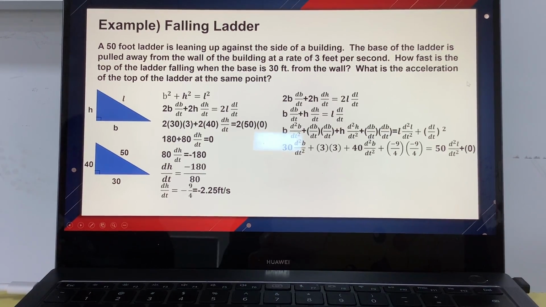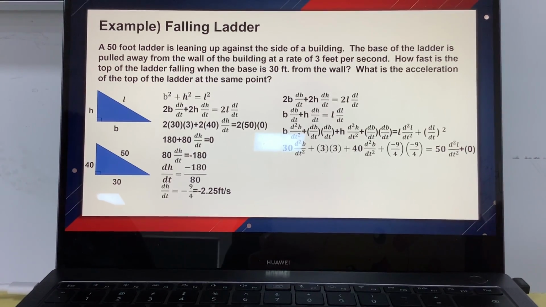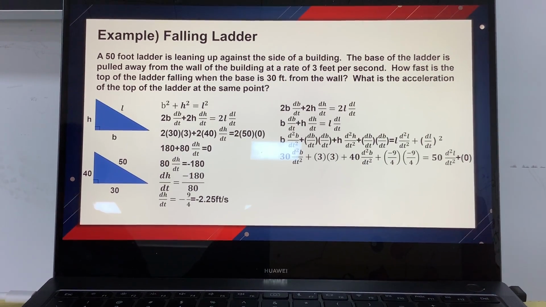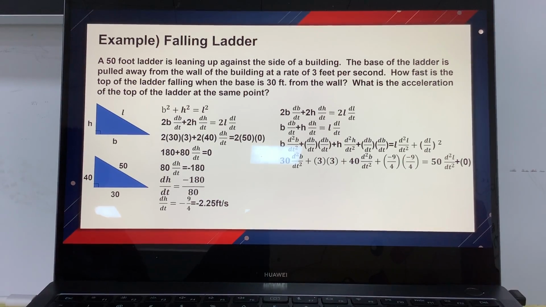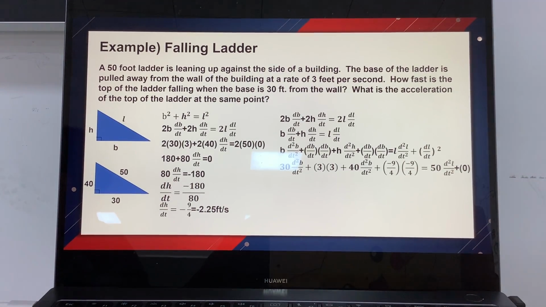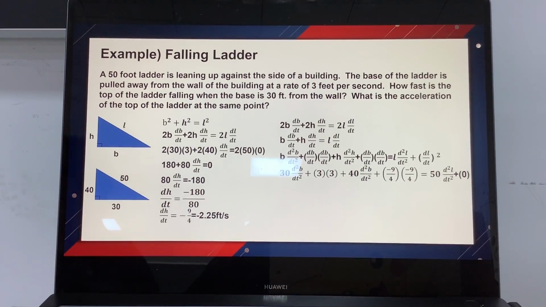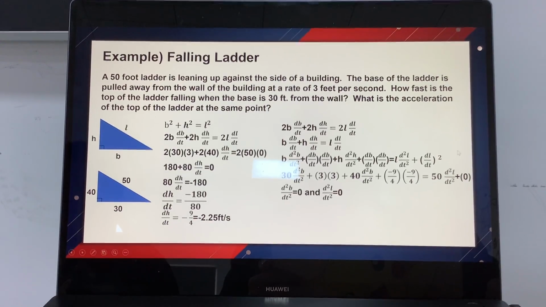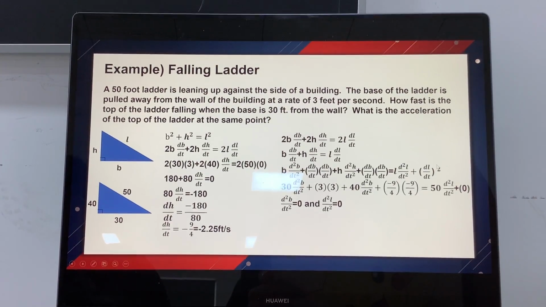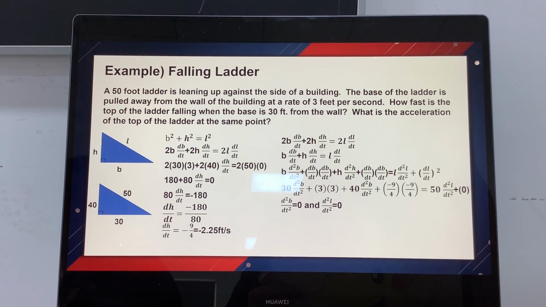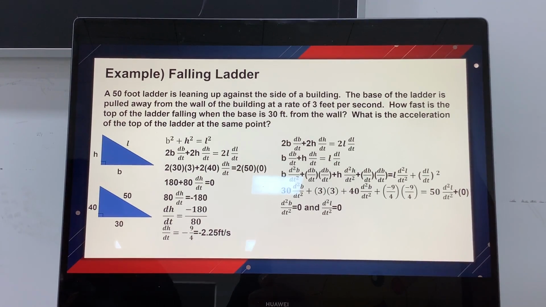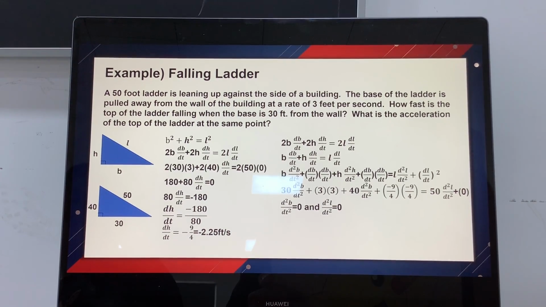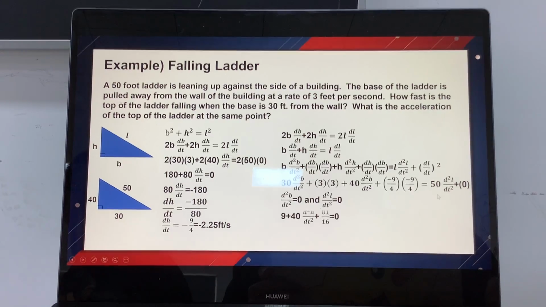Next is 30 d squared b over dt squared plus 3 times 3 plus 30 d squared b over dt squared plus negative 9 over 4 times negative 9 over 4 equals 50 d squared L over dt squared plus 0. So we have the answer of d squared b over dt squared equals 0 and d squared L over dt squared equals 0.